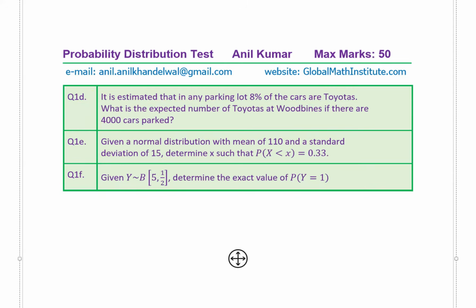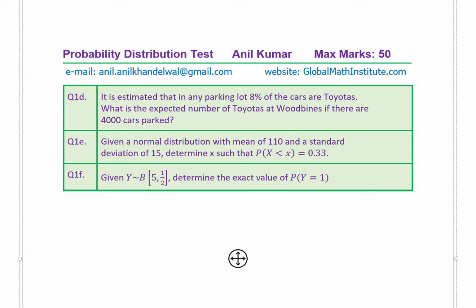Let's move on. Question 1d. It is estimated that in any parking lot, 8% of the cars are Toyotas. What is the expected number of Toyotas at Woodbines if there are 4,000 cars parked?